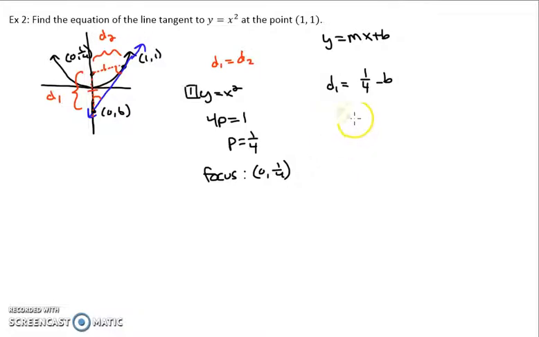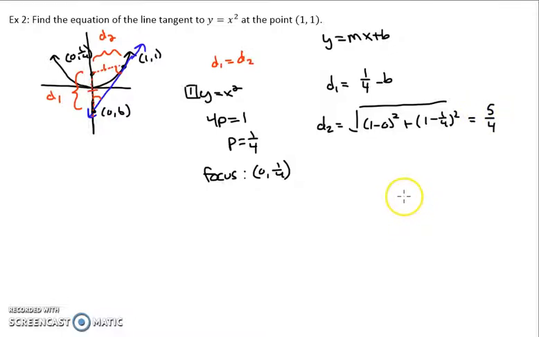And we could find a numeric value of D2 just by using our distance formula, right? It's just the distance from (0, 1/4) to (1, 1). So we can find the distance there by doing the difference of the x values, 1 minus 0 squared, plus the difference of the y values, 1 minus 1/4 squared. Take our square root. And if you work that out, get common denominators, we're going to end up at 5/4. So we know that D1 is 1/4 minus b, D2 is 5/4. So since we know D1 has to equal D2, we know 1/4 minus b has to equal 5/4. Well, move b to this side, move 5/4 to this side, we're going to get b = -1.